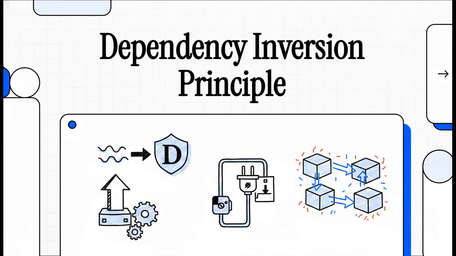Hey everyone, and welcome. Today, we are diving into a principle that can totally change the way you build software, the Dependency Inversion Principle. This is the D in SOLID, and trust me, it's a game changer for managing how different parts of your code talk to each other. It helps you build stuff that's way more robust and easier to maintain. So let's get right into it.